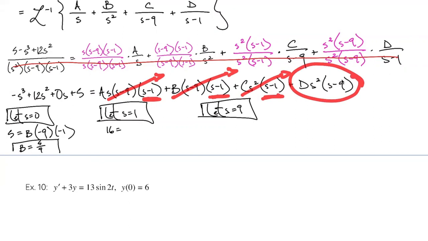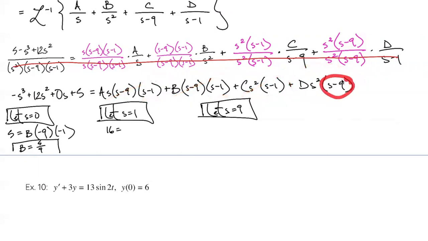The only one we're going to have left that we have to actually evaluate is the term with d. So by setting s equals 1, we're going to actually find a value for d. And in fact, it's going to be d times 1 times -8. So d times 1 times -8, and so we're going to get d equals -2.